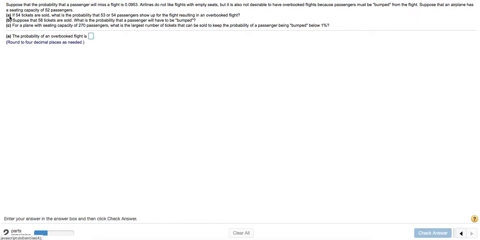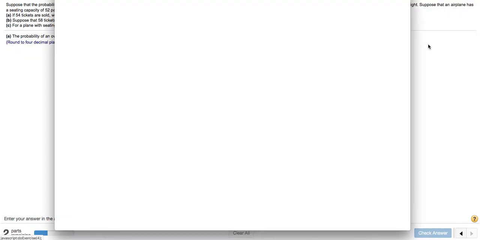So let's look at part A. Again, we're assuming that there's an airplane that has a capacity of 52 passengers, and part A is asking, if 54 tickets are sold, what is the probability that 53 or 54 people show up? And that would, of course, be a problem because it would result in an overbooked flight. So to answer this, I'm going to go to question help and open up StatCrunch.